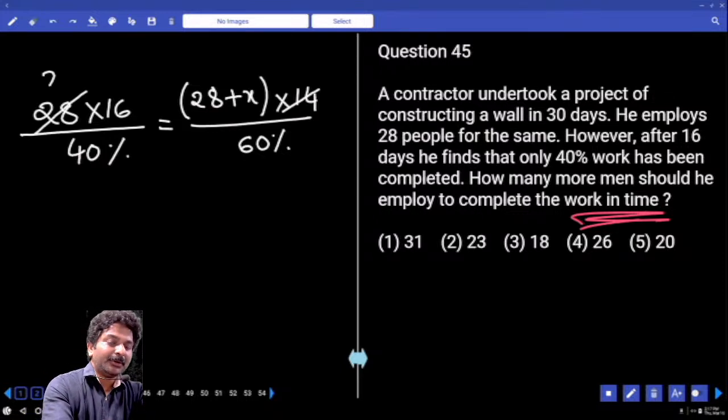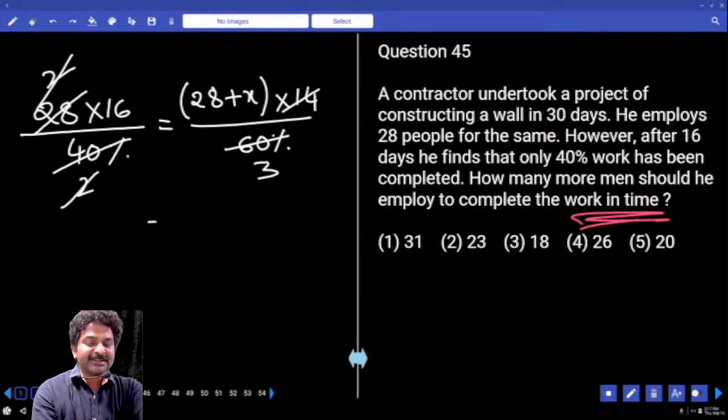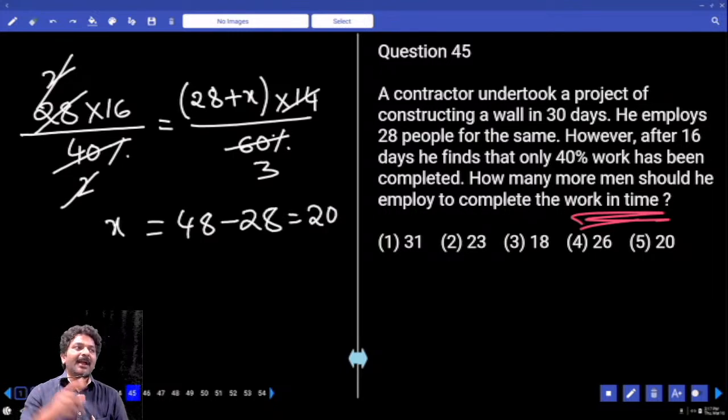14 2 times, 20 2 times, 20 3 times, 2 gets cancelled. 16 3 is 48, which is equal to 28 plus x. Then x is equal to 48 minus 28. Answer 20. So you need to add 20 more men.